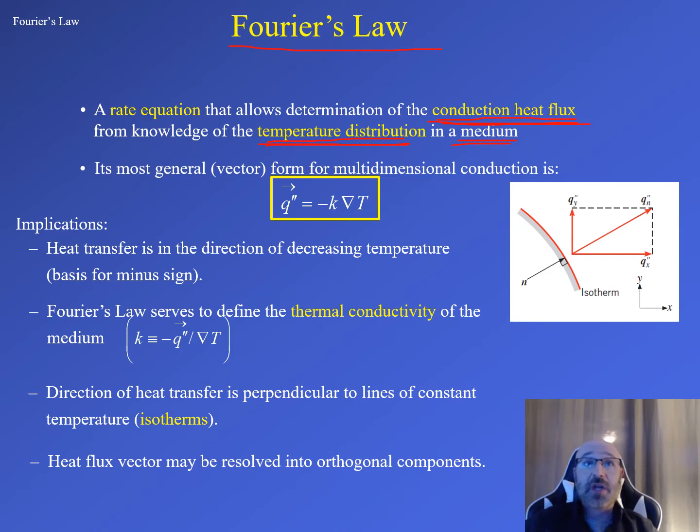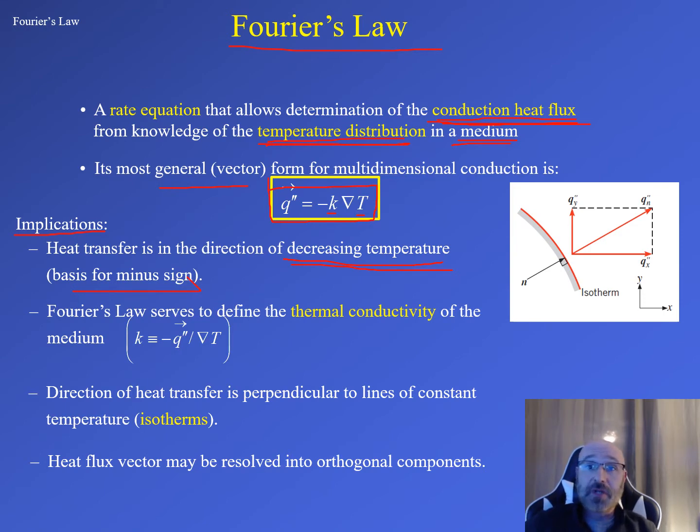So what does this look like in general form? In our general vector form for multi-dimensional conduction, we have this relationship: our heat flux is equal to negative k times the gradient of T, where k is our thermal conductivity and T is our temperature. A couple of implications we want to look at for this equation: heat transfer is in the direction of decreasing temperature. What does that mean? It goes from hot to cold. This is the basis for the minus sign.